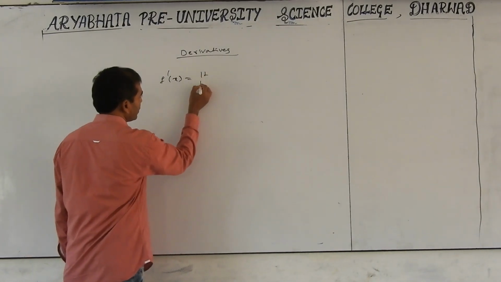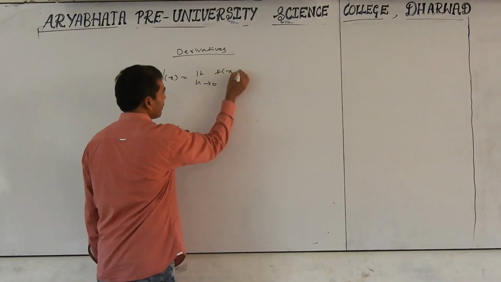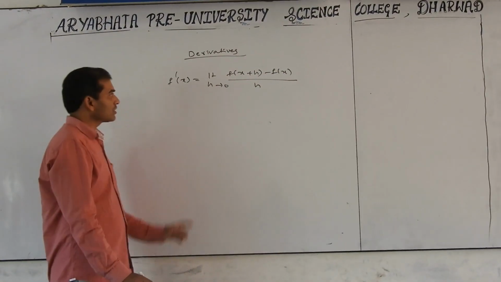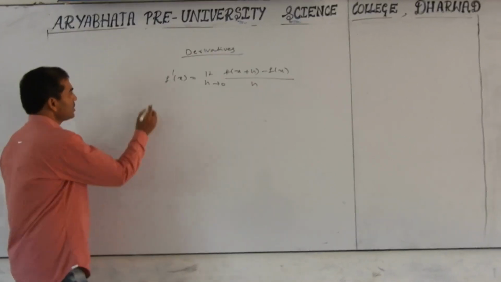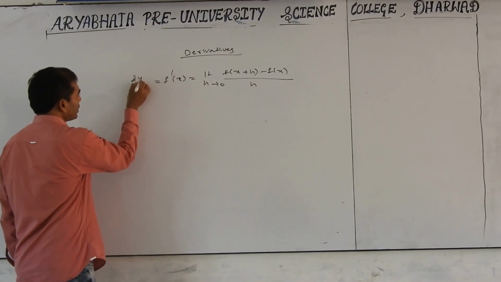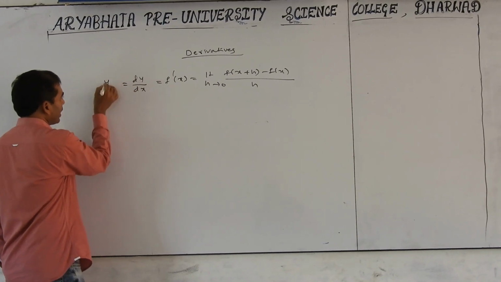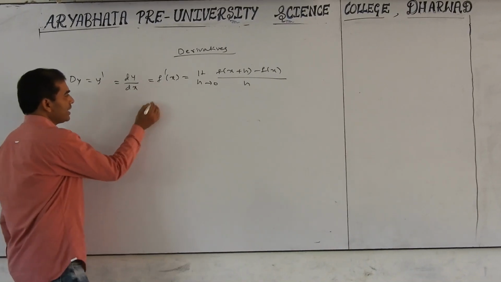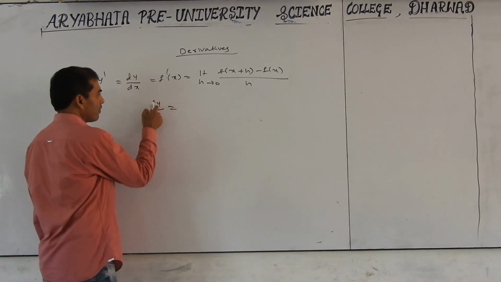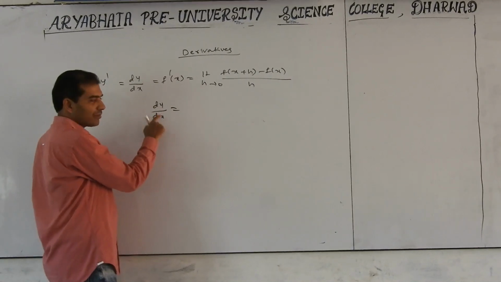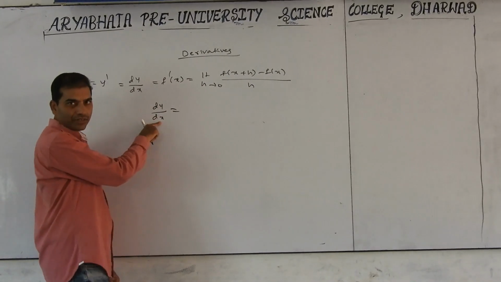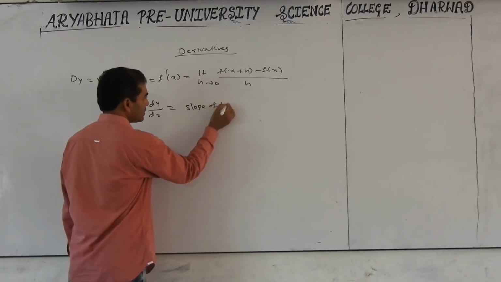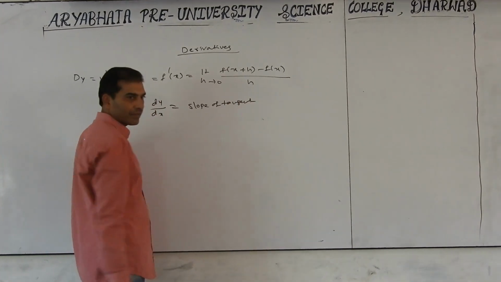f dash x equals limit h tends to 0 of f of x plus h minus f of x by h. It is called the first principle of derivative, which is also denoted by dy by dx or y dash or dy. These are notations. dy by dx means derivative of y with respect to x, where y is dependent and x is independent. dy by dx is nothing but the slope of the tangent.